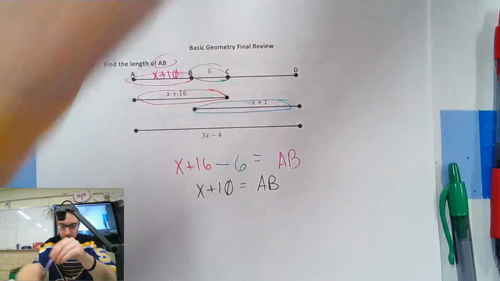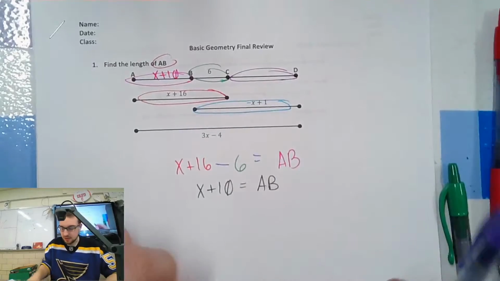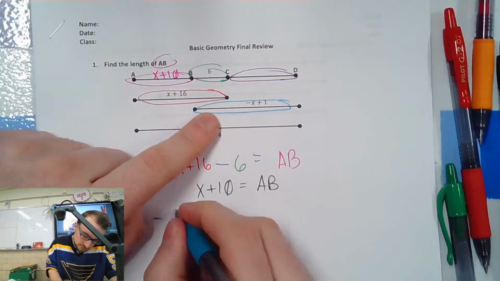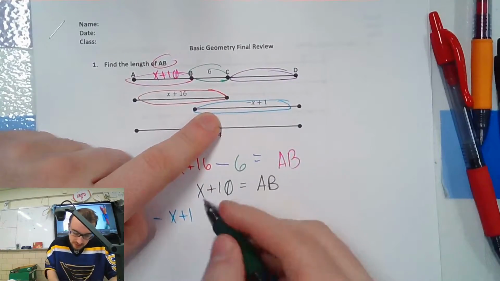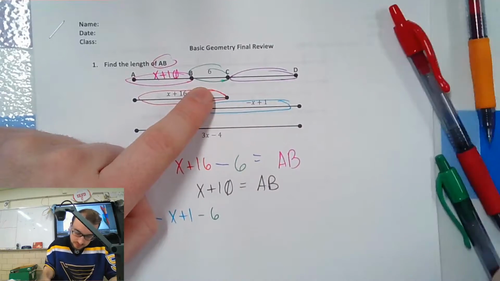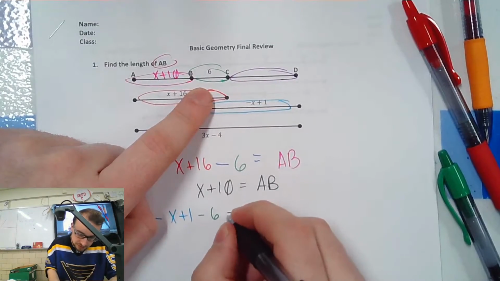Doing purple. So the blue segment, negative x plus 1, minus the green segment.